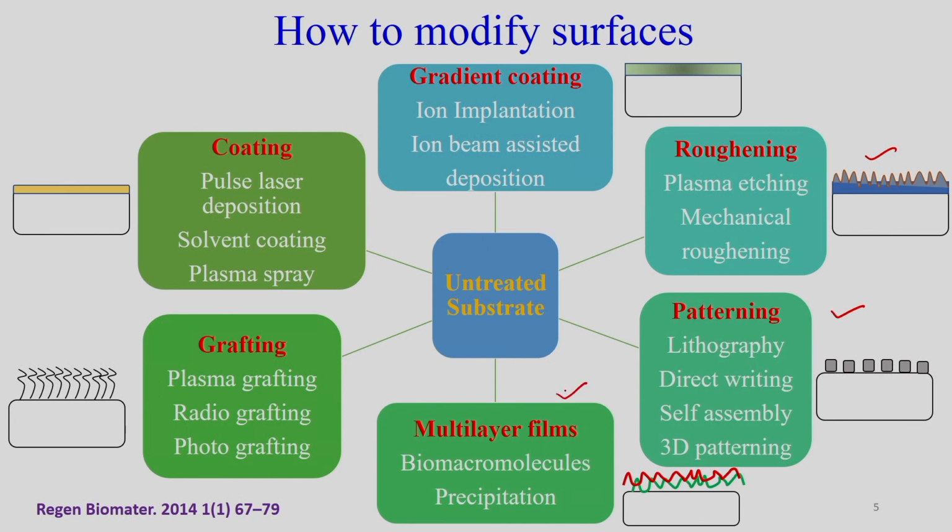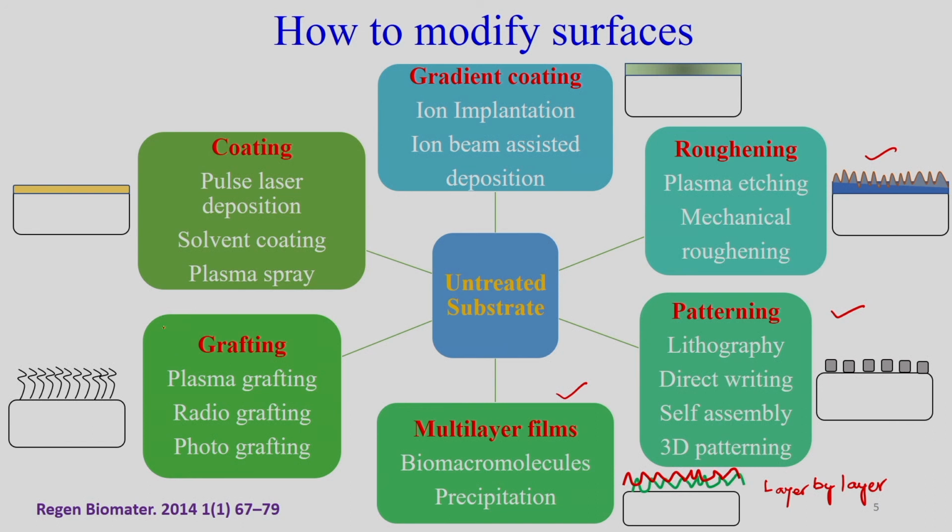For the multi-layer, we can have different biomacromolecule layer by layer assembly, because it leads to multi-layer adsorption. Also, we can go for precipitation, for example if you want to form the apatite layer, we precipitate, then the next layer, then the next layer. So, we can go for the multi-layer films.